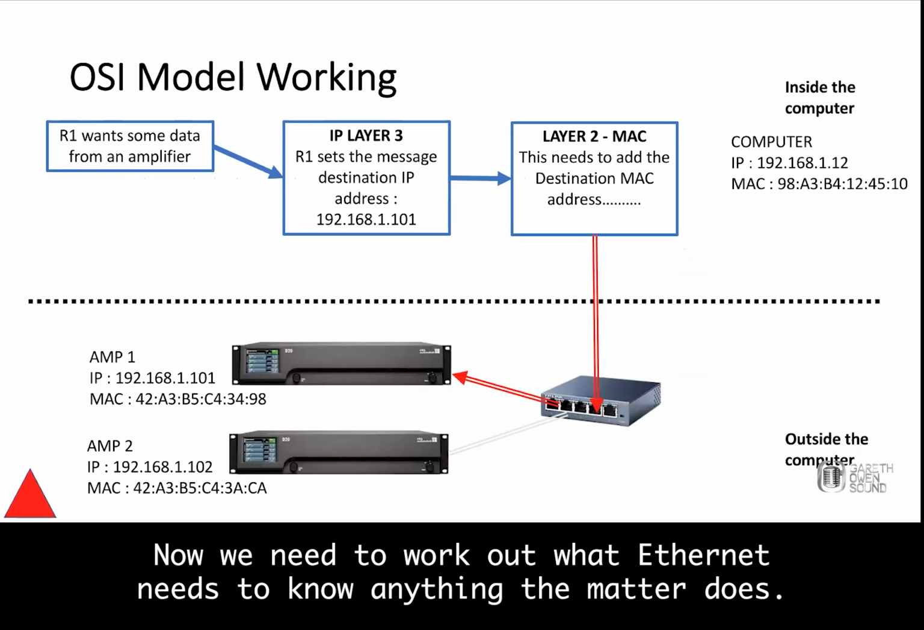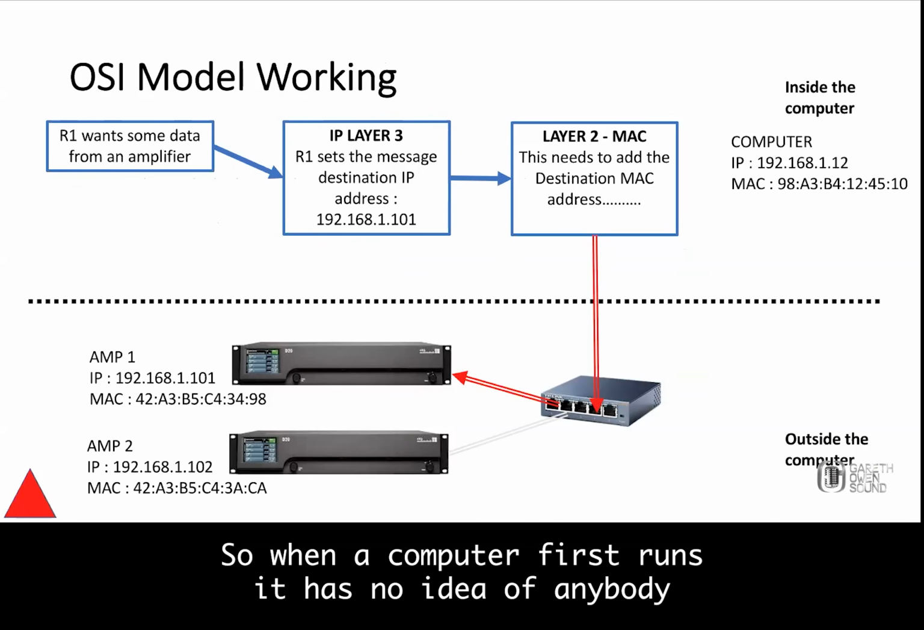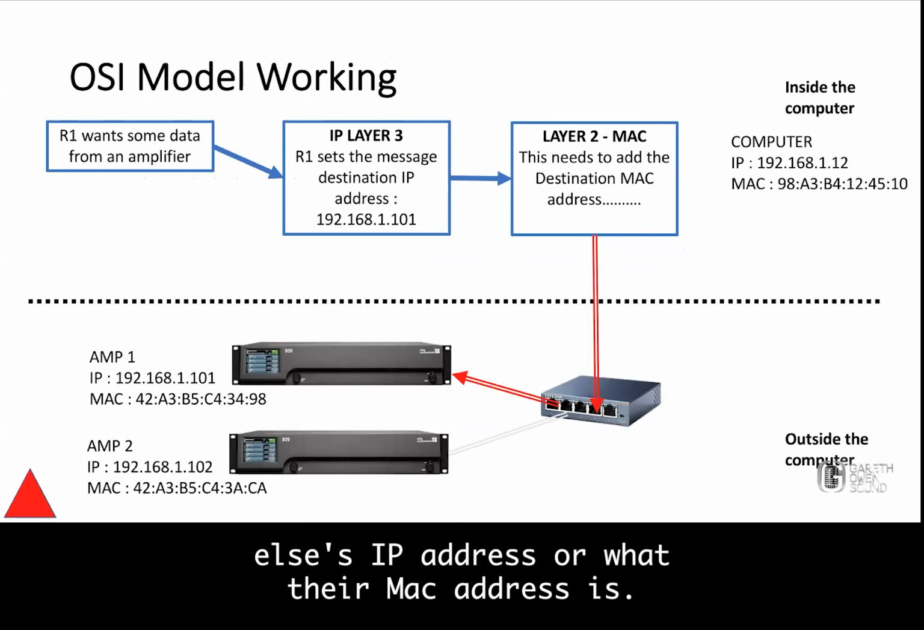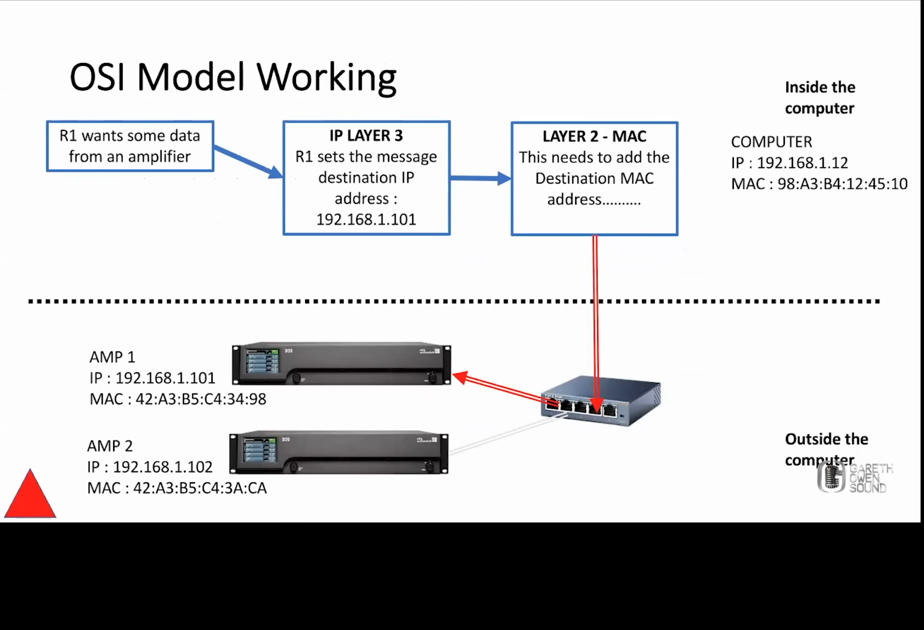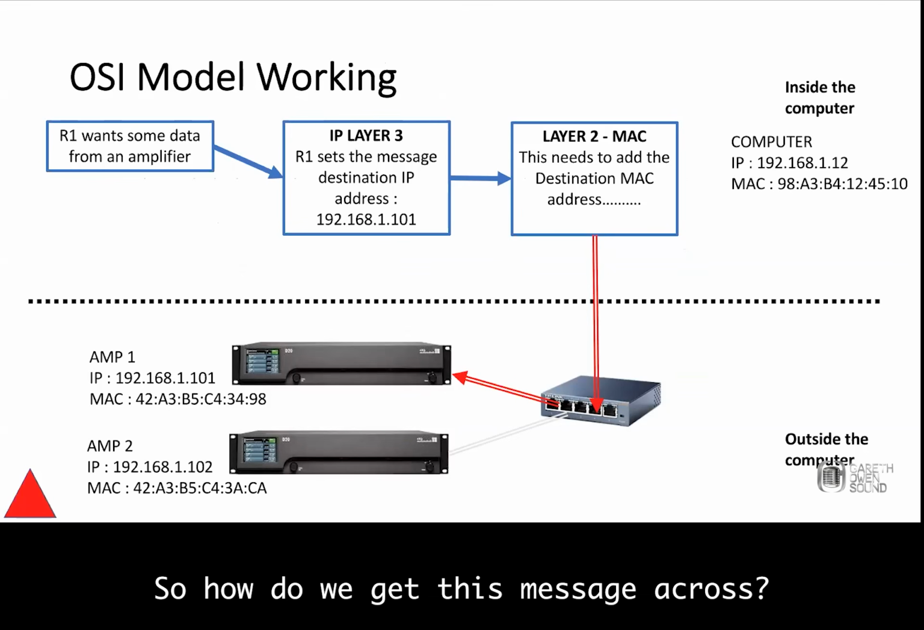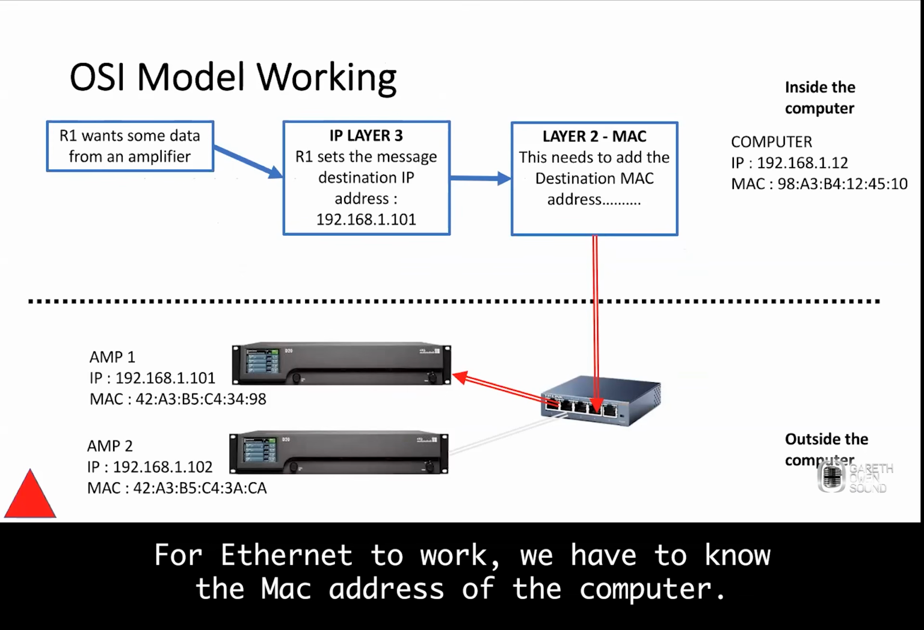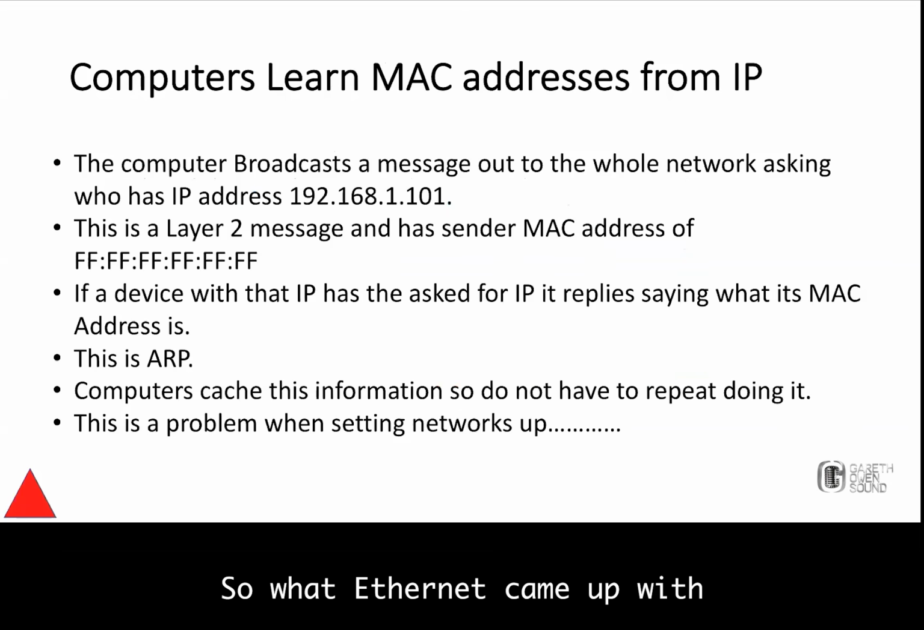Ethernet needs to know the MAC address. So when a computer first runs, it has no idea of anybody else's IP address or what their MAC address is. So how do we get this message across? For Ethernet to work, we have to know the MAC address of the computer. So what Ethernet came up with, and IP, is a system where a computer can ask the network, hey, you with this IP address, what's your MAC address?